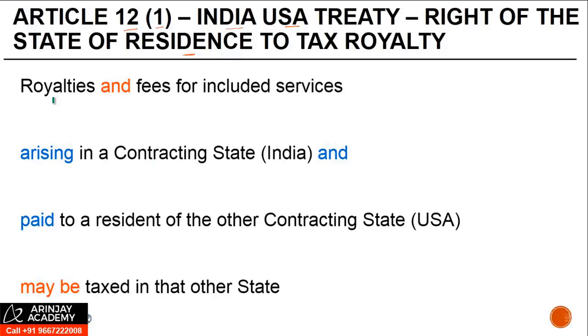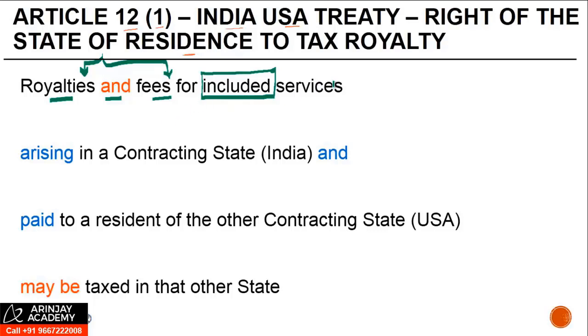So this clause says royalties and fee for included services. Now, in 9 out of 10 treaties, you're going to find the words fee for technical services. Under the India-US Treaty, instead of technical, the words included services are used. Okay? So if the payment qualifies as either royalty or fee for included services, the definition of both of these is something which is going to be available during the course of our discussion in the next few slides.